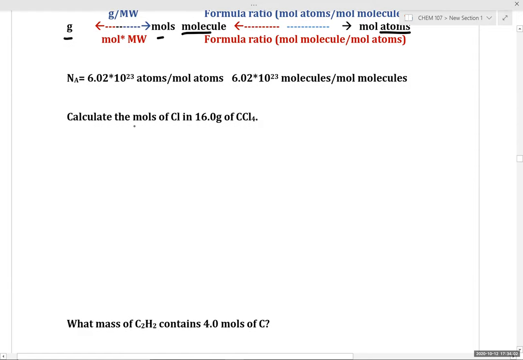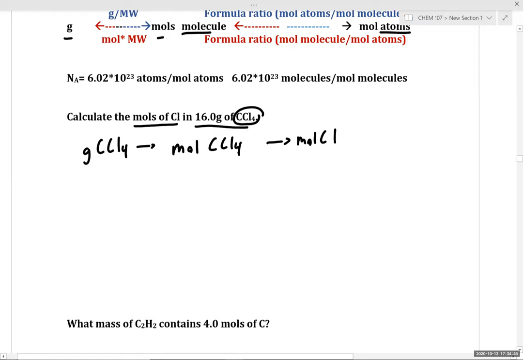We're asked to calculate the moles of chlorine in 16.0 grams of carbon tetrachloride. So we're given the grams of carbon tetrachloride and we're asked to calculate the moles of chlorine. Now, where do we get the moles of an element from? If we have the mass of a compound, what unit are we going through? Mole per gram. Yep. So we're going to go through the moles of our compound, which is carbon tetrachloride.